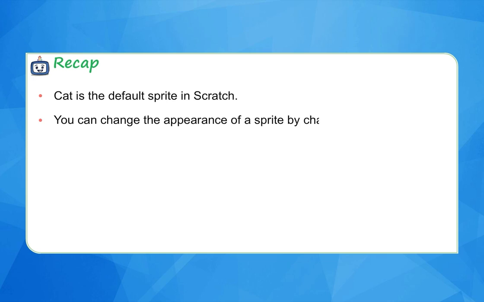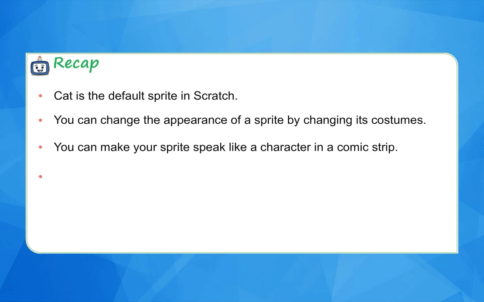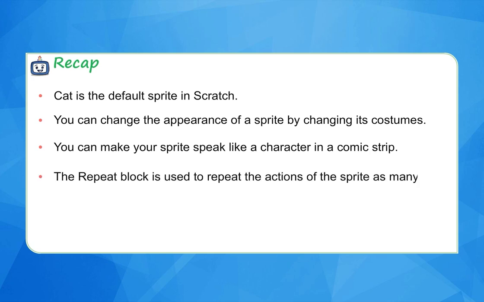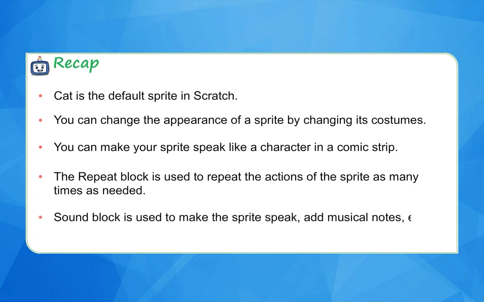Recap. Cat is the default sprite in Scratch. You can change the appearance of a sprite by changing its costumes. You can make your sprite speak like a character in a comic strip. The repeat block is used to repeat the actions of the sprite as many times as needed. Sound block is used to make the sprite speak and musical notes, etc.